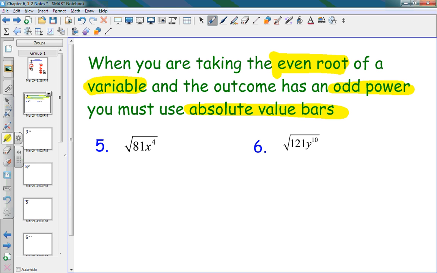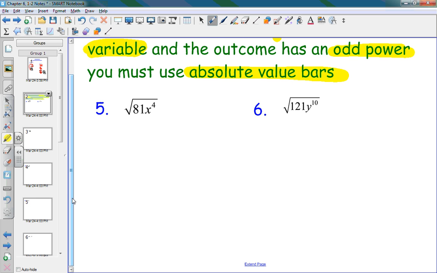Why is that? Let's say, for example, I have an x cubed. If I take -2 and I cube that, what does that give me? -2 times -2 is +4, times -2 is -8. Can I take the square root of -8? No. So therefore, what I have to do is take the absolute value of -8. And what is the absolute value of -8? 8. Then I'm okay.